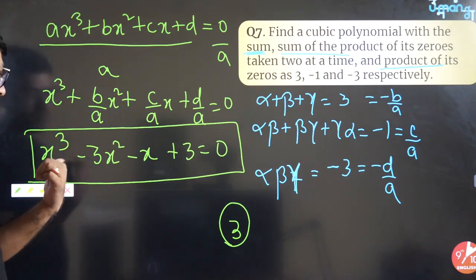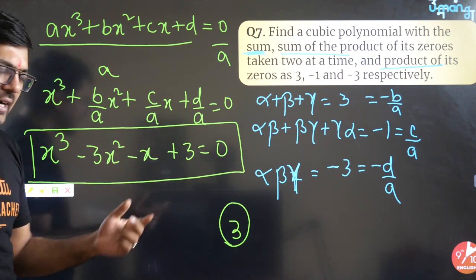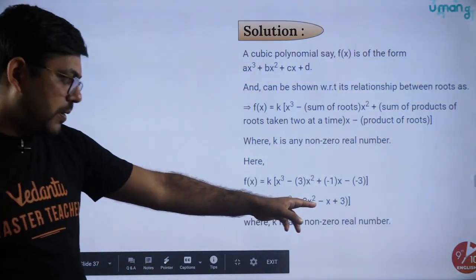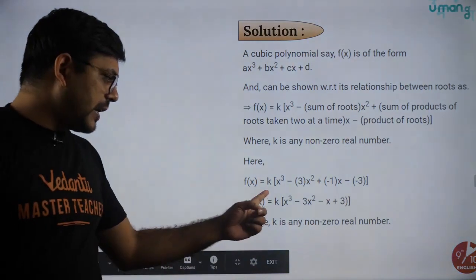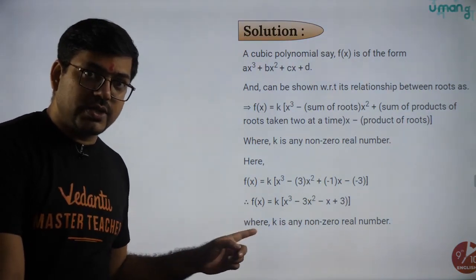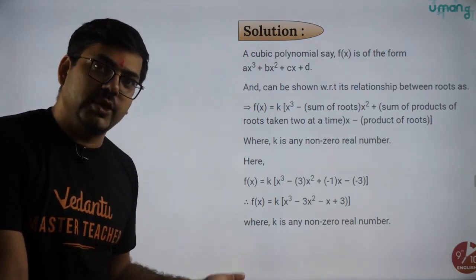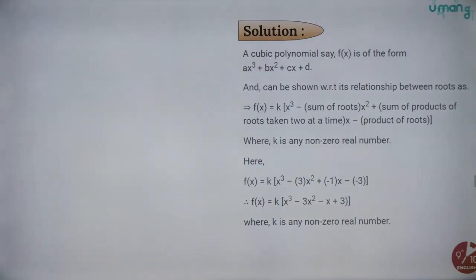This is the equation x cube minus 3x square minus x plus 3. Let's even check the answers as well. So x cube minus 3x square minus x plus 3. In case you want to multiply this k outside, you can. Many times students ask me, sir, why is it written, or what's the use for it? So I'll tell you what's the use. So what equation did we get?